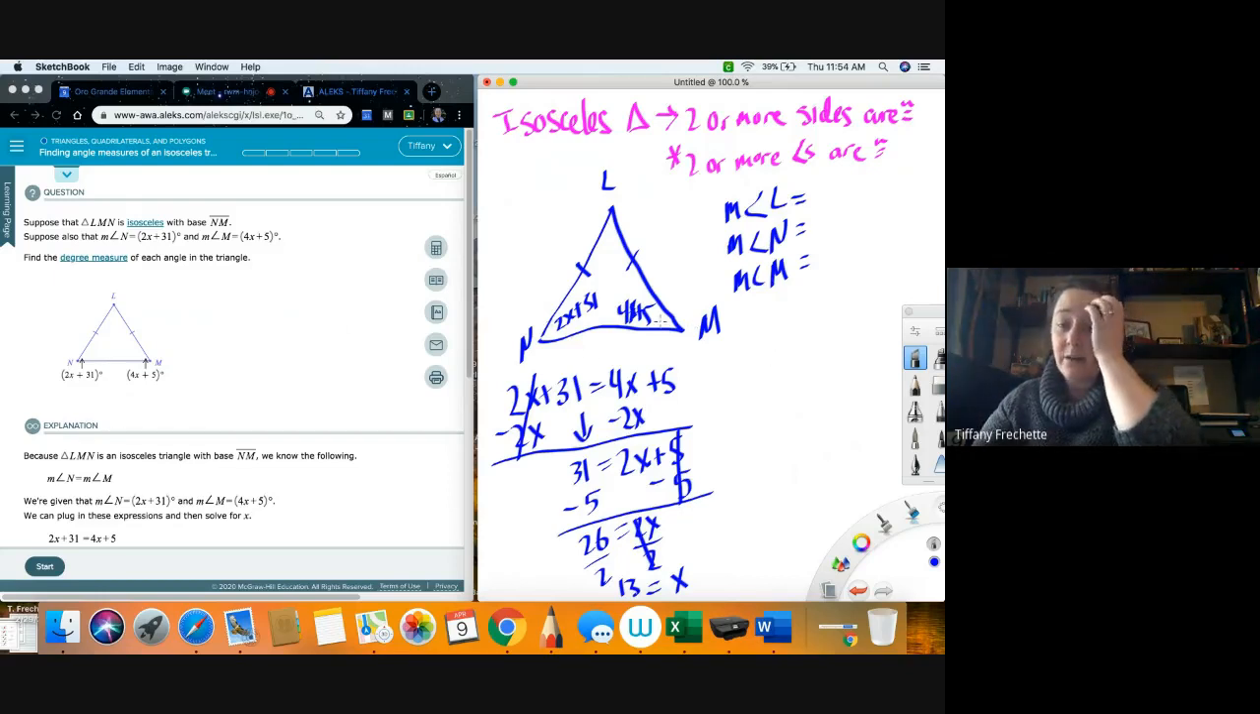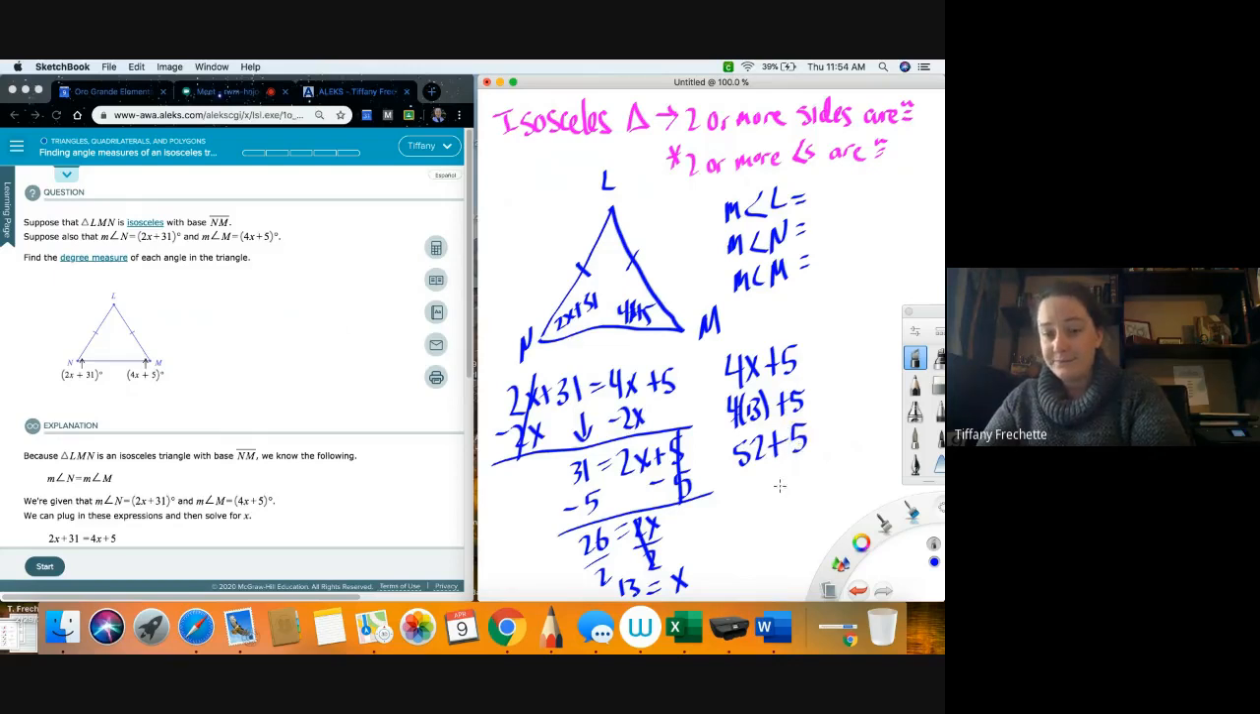So let's go ahead and go back. We're going to find one of these. So we just pick one of the two bottom ones, doesn't matter which one, because they have to equal the same thing. So 4x plus 5. Instead of x, I'm going to put in what I just found for x, which was 13. And then I'm going to multiply. So what do we get? 13 times 4, we get 52, I believe, plus 5. And then we just add 5 and we get 57 degrees. So I know N and M are 57 degrees. Remember, they both have to equal the same thing.